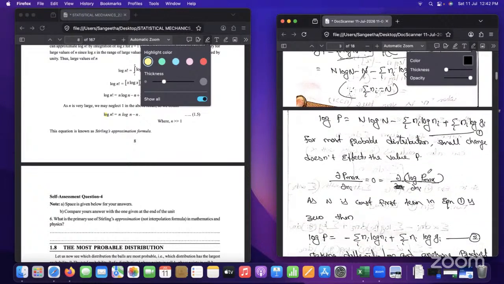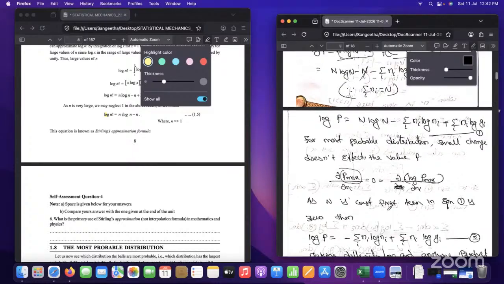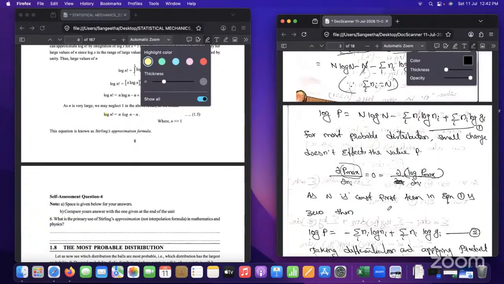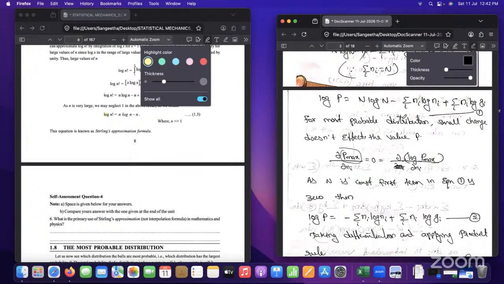To this one, I am performing differentiation. Here the probability is taken as the most probable distribution. The most probable distribution is written as dou by dou N of P maximum. So from this equation 1, I am writing two terms. Which term is neglected here? I am cancelling this term.